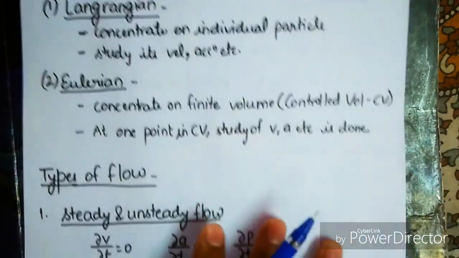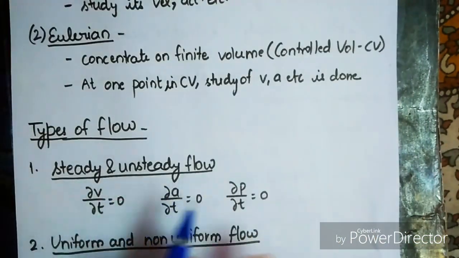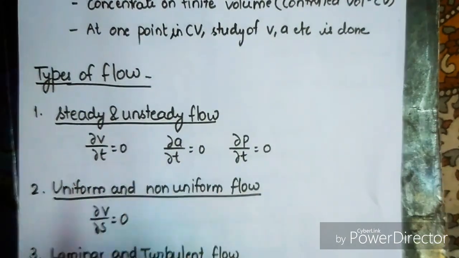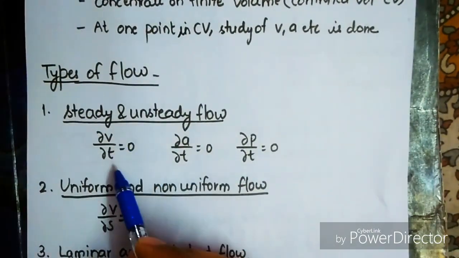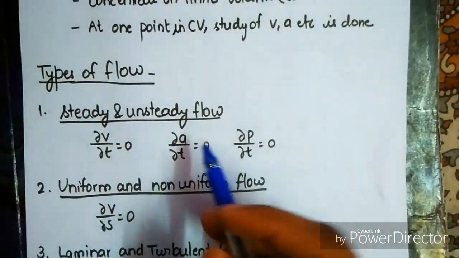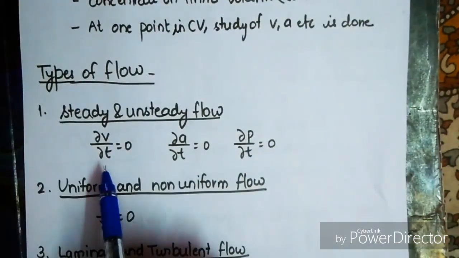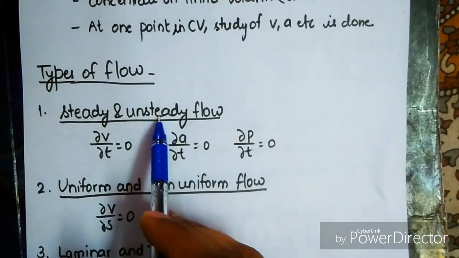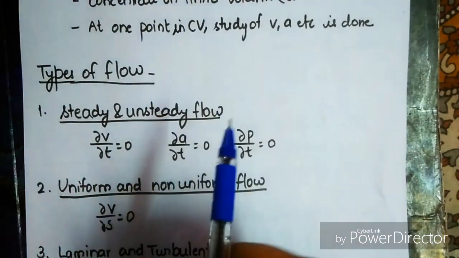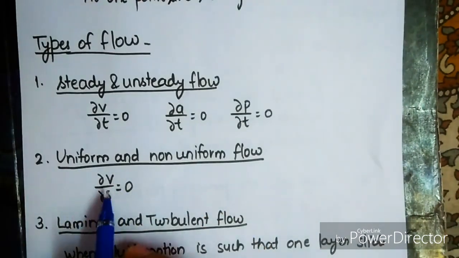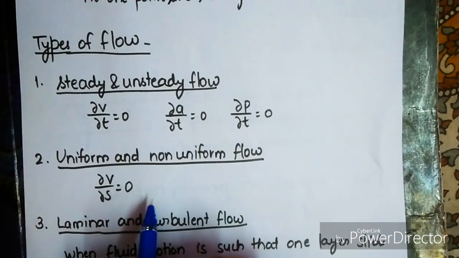Now the types of flow: steady and unsteady flow. In steady flow, the rate of change of velocity with respect to time equals 0. Acceleration and pressure changes with respect to time are also 0. This is the case of steady flow, but in the case of unsteady flow, these are not equal to 0. In uniform flow, the rate of change of these parameters with respect to space equals 0.